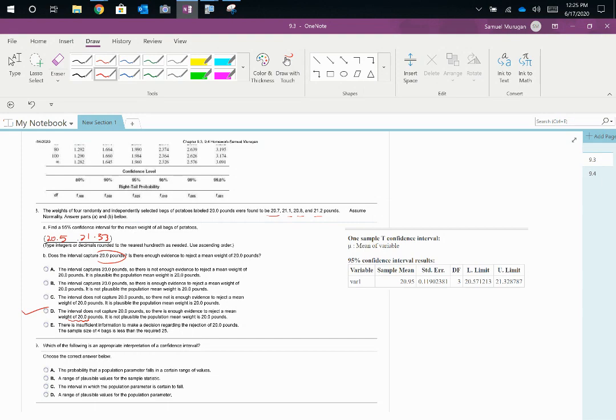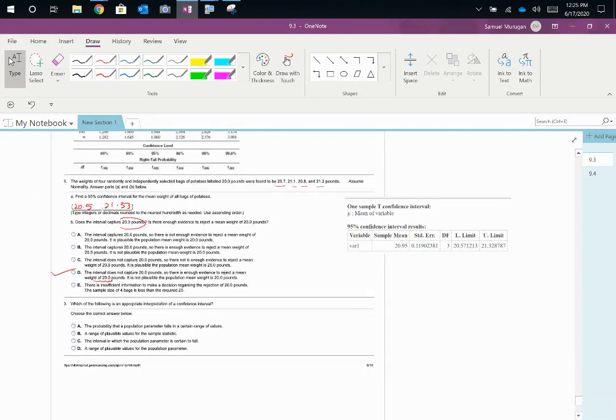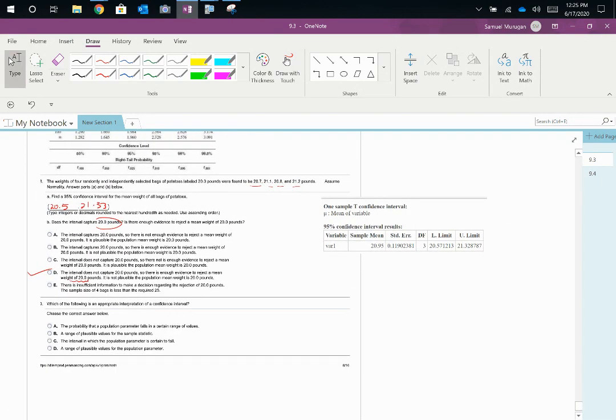I think question 9 is the last one for this. You guys can probably answer this. This came from the notes. Which of the following is an appropriate interpretation of the confidence interval? Which one do you think? Look for population, a range of plausible values for the population parameter, okay?